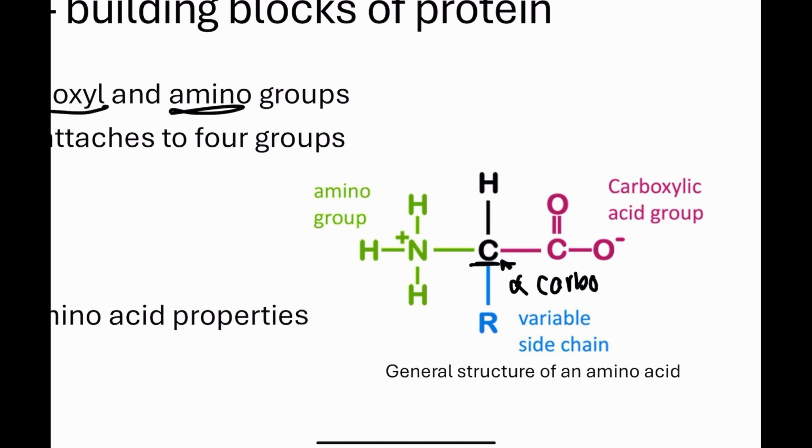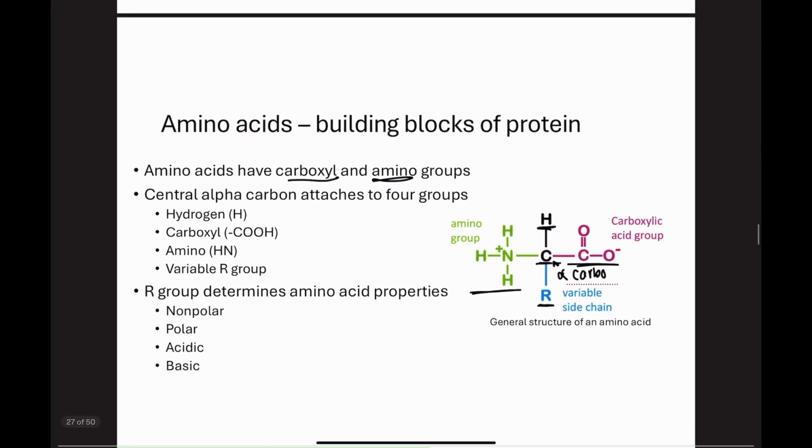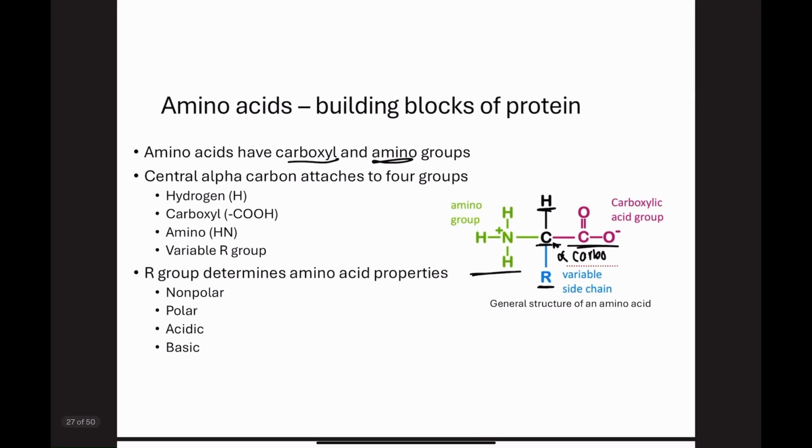And there are four components that attach to the alpha carbon. We have a hydrogen atom, we have our carboxyl group, we have an amino group, and we have a variable R group, also referred to as a side chain. And the different R groups that we have are going to determine the amino acid properties. It's going to characterize the different amino acids.